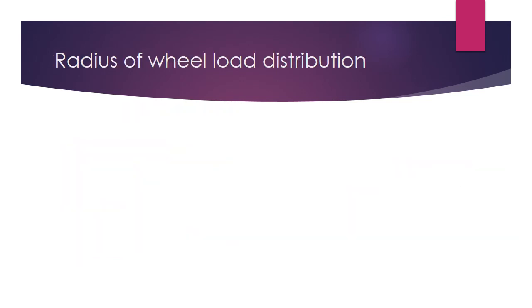That is the radius of wheel load distribution. Whenever load is applied on the pavement surface, we will try to understand the nature of the loading. The contact area of the wheel load is considered to be circular, though it is not actually circular. However, for convenience of analysis, we are considering the contact area due to the wheel on the rigid pavement as circular.